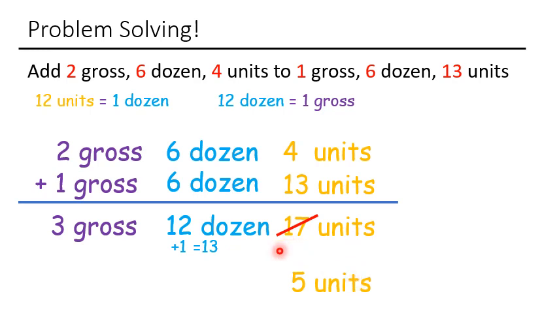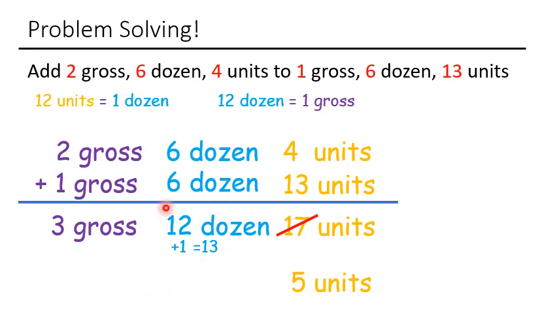Okay, so I took out 12 units, which was 1 dozen. Same thing, and they're totally equal. 12 units is equal to 1 dozen. That gave me 13 dozen. When I subtracted the 12 units out, that left me with 5 units left. All right. Now, I cannot take out any more dozens. That's all that's left. I only have 5 left.